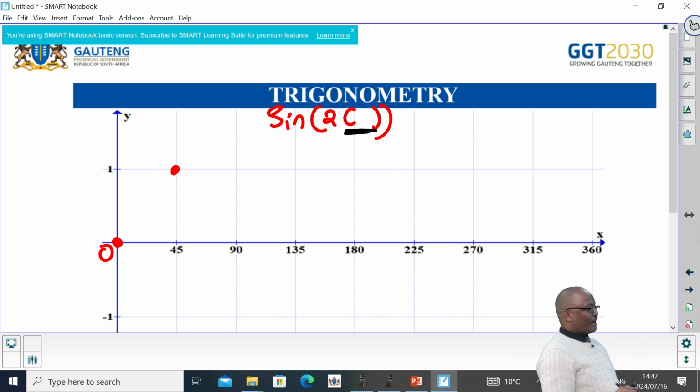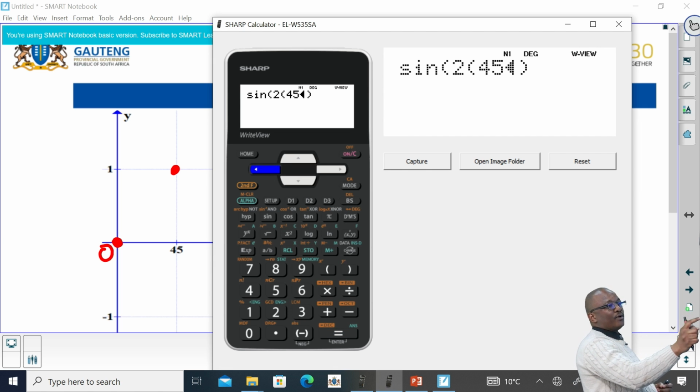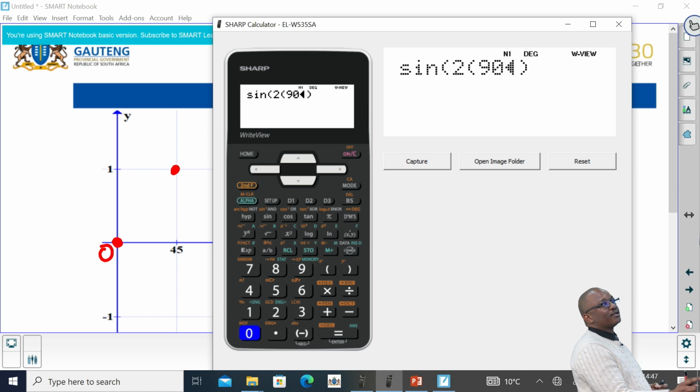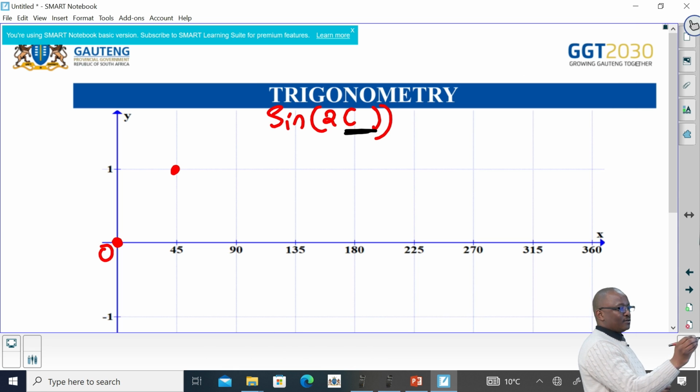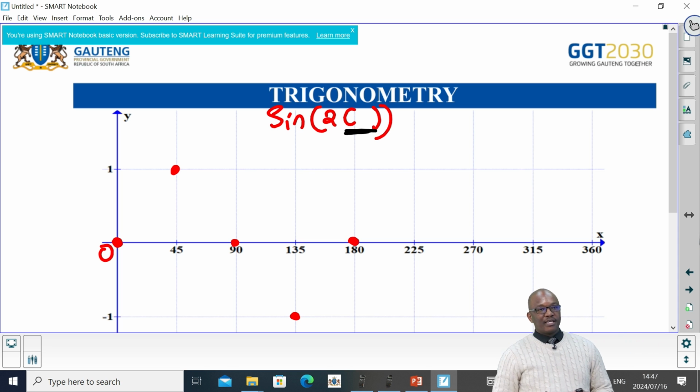You can see that if you say 45, then you're going to get 1. Correct. Then now, when we go and substitute 90 there, what do we get? Let's see. 90, we get 0. So basically 135, we're going to get -1, and 180, we're going to get 0.